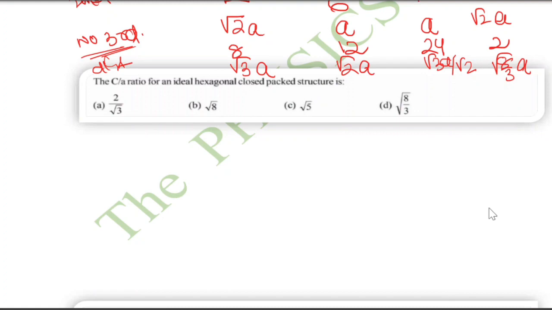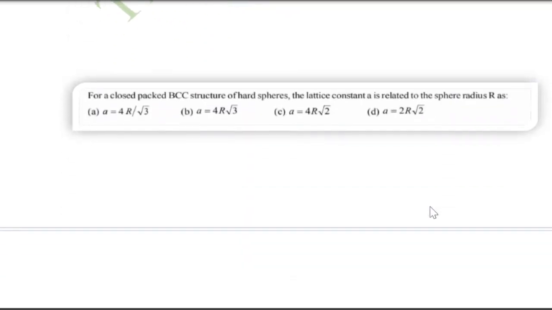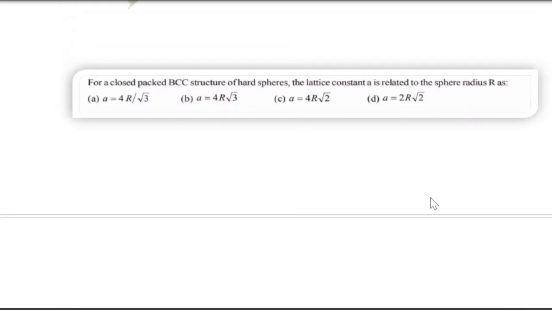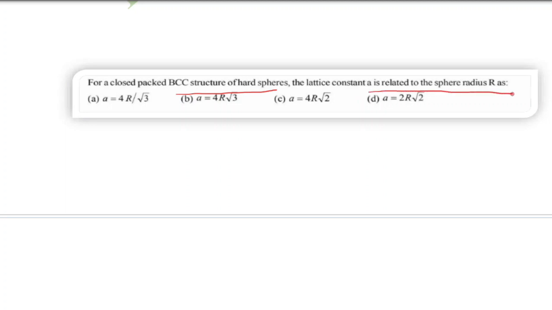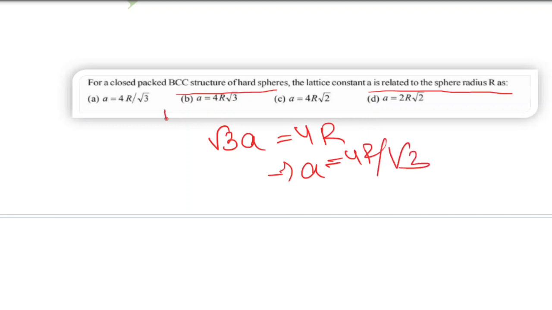Next, the c by a ratio for an ideal hexagonal close packed structure is square root of 8 by 3. So D is your correct answer. For a close packed BCC structure of hard spheres, the lattice constant is related to the sphere radius. So for BCC, that is root 3a equals 4r. So a will be 4r divided by root 3. So B is your correct answer.